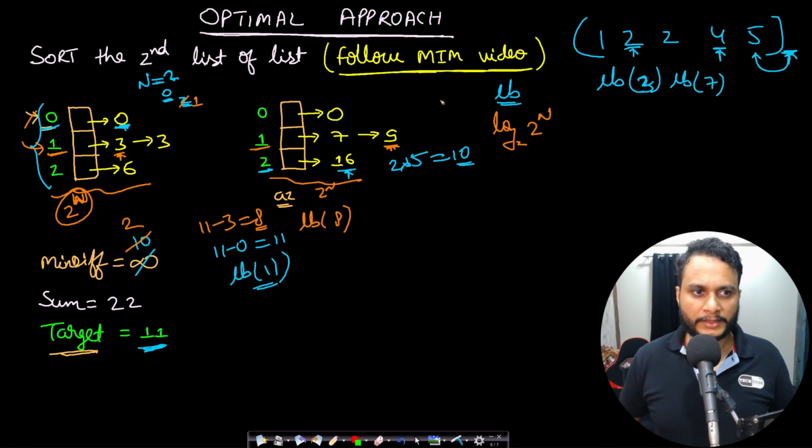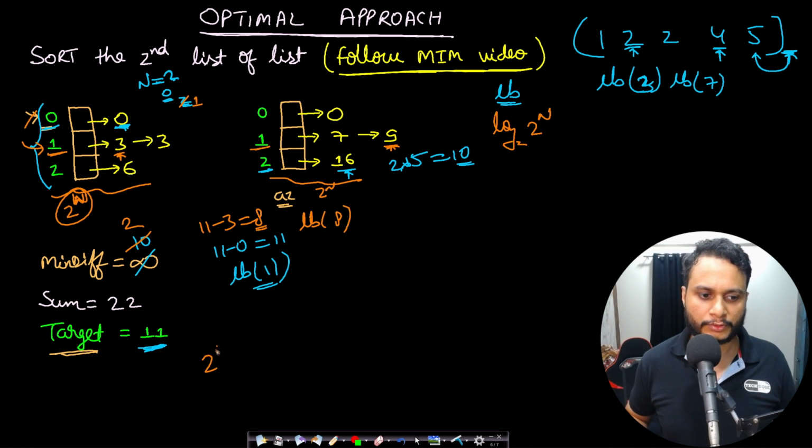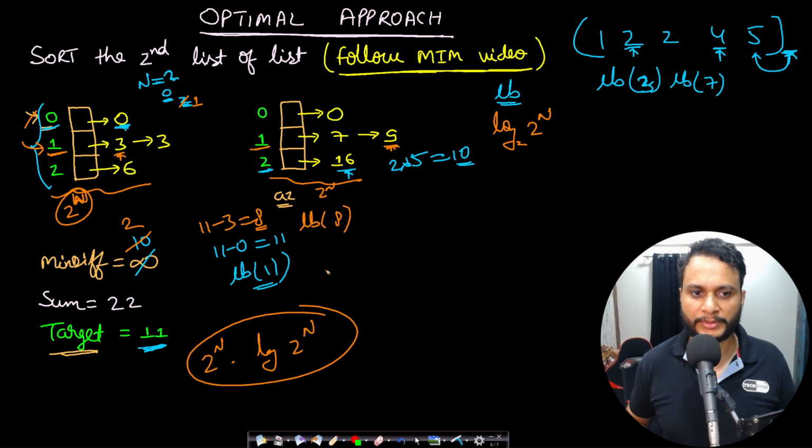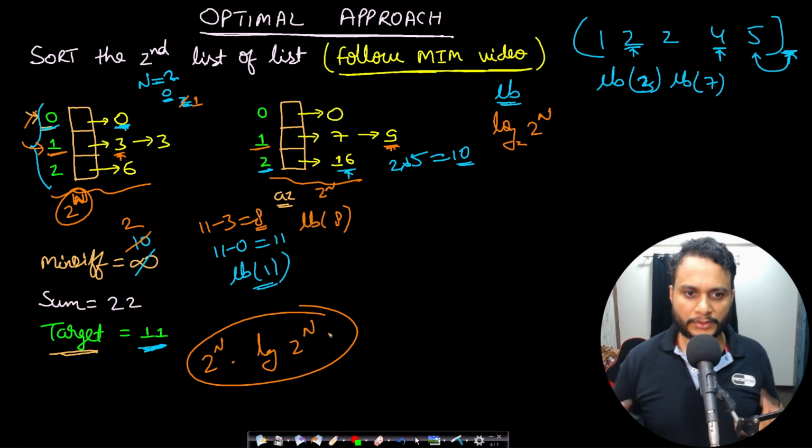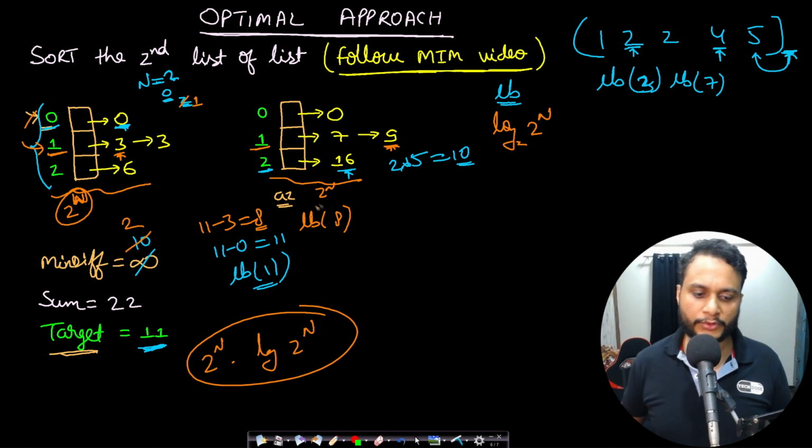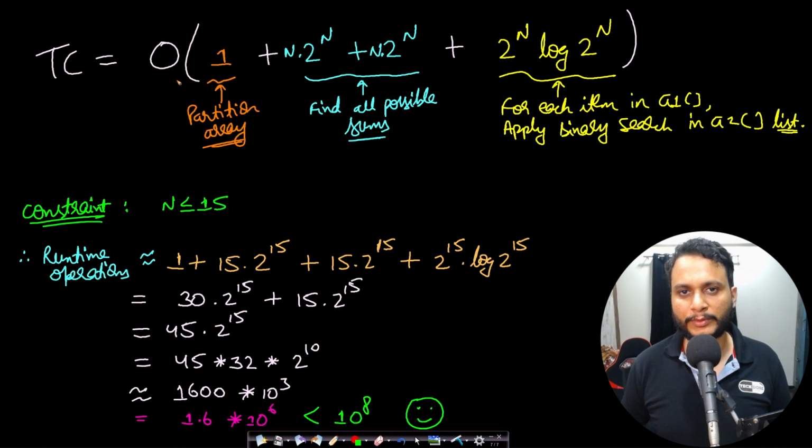Okay, so I hope this step was clear, and this step will be all about 2 to the power n times of log of 2 to the power n, right? This will be the complexity of this approach. So this will get you to the final solution, and let's discuss the time complexity.